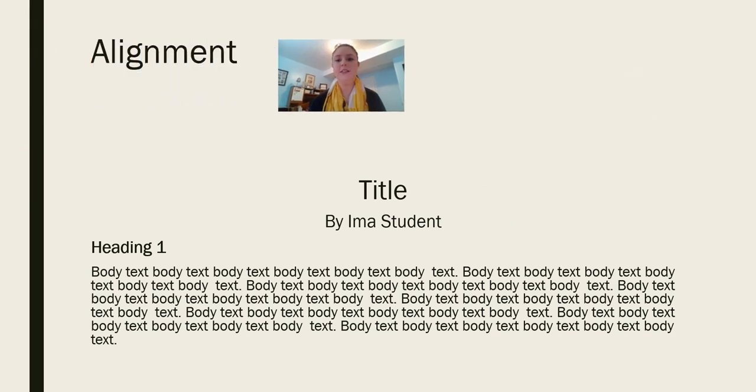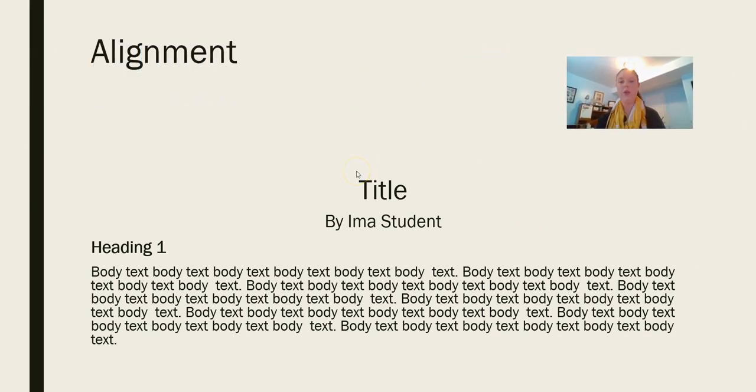So we look at this example here. So we know we've got the title and the author's name. So title by I'm a student, right? So we have center alignment, and that focuses the reader's attention to say, this is where the document starts in its entirety, and this is who put it together. Then of course we've got the heading 1 that is included here. It's left aligned, but we can still see that there's some contrast there. It's a little larger, it's bold. And then the body text that is left aligned as well.